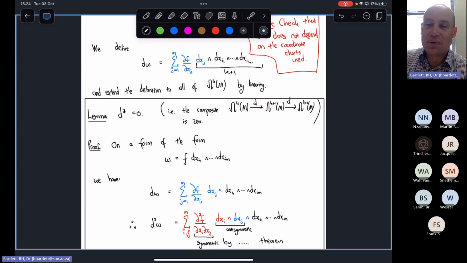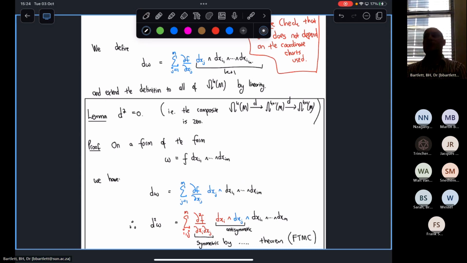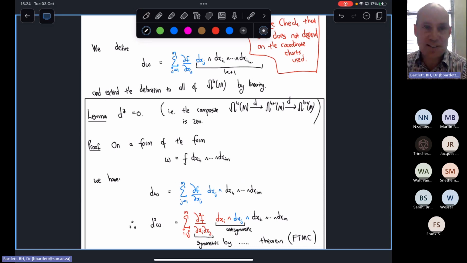In a sense, I would call that the fundamental theorem of multivariable calculus. Fundamental theorem of multivariable calculus. I think the person, Clairaut's theorem.